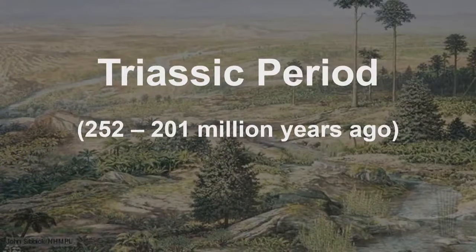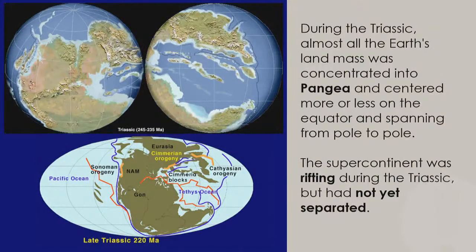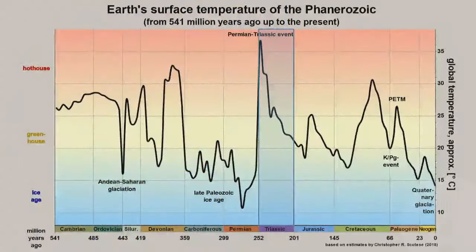Starting off with the Triassic period, almost all the Earth's landmass was concentrated into Pangaea, centered more or less on the equator and spanning from pole to pole. But the supercontinent was starting to rift, not quite separated, but starting to rift during this period. The continental interior climate was generally hot and dry, hotter than what we have out there today, believe it or not, probably. There is no evidence of glaciation at or near either poles.